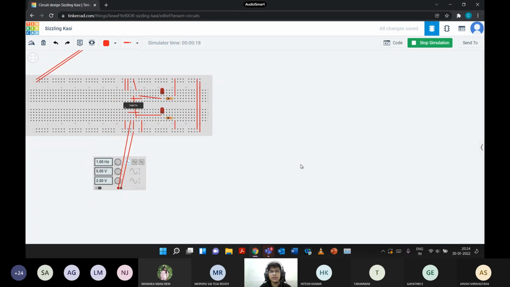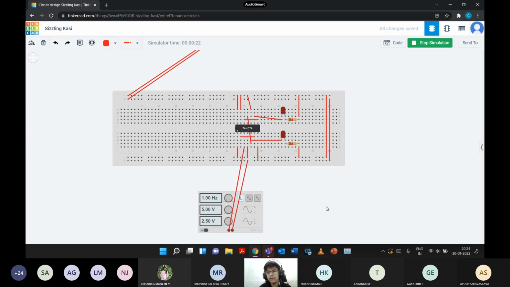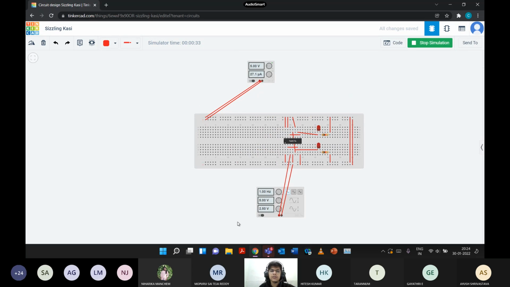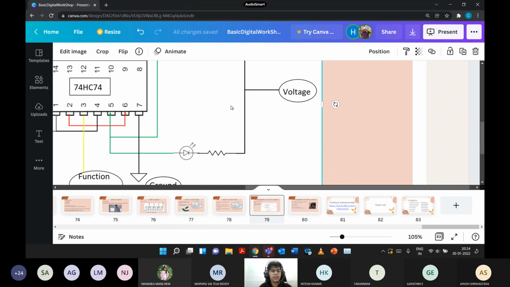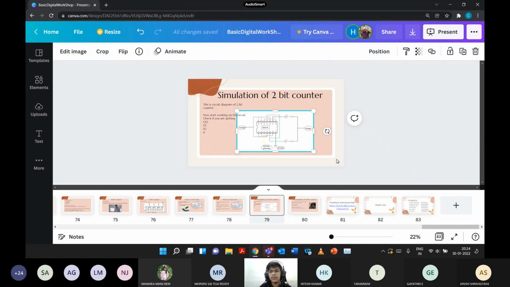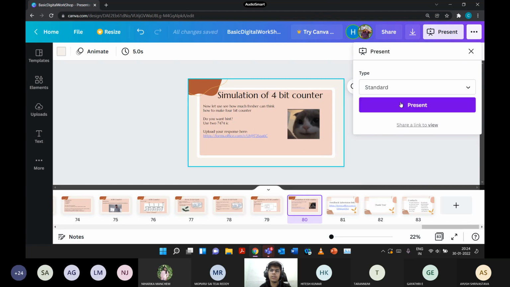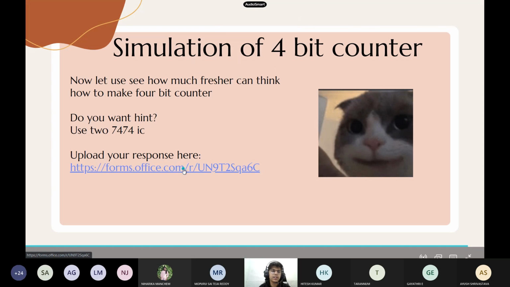I'll maximize it. Were you able to make it on your own? Anyone? No one? It's okay. So now it's complete from my side. So now you have a task to do. You have to create a simulation of a 4-bit counter on Tinkercad and submit your response in this form given.